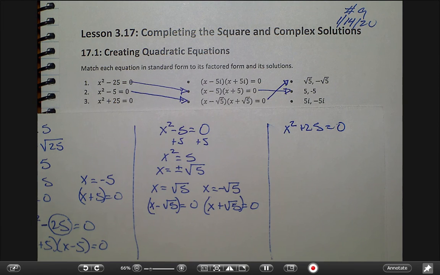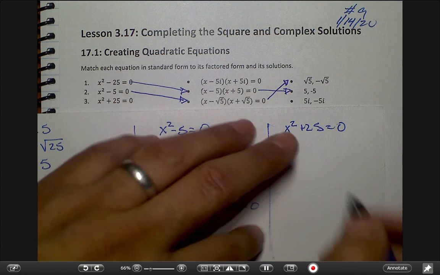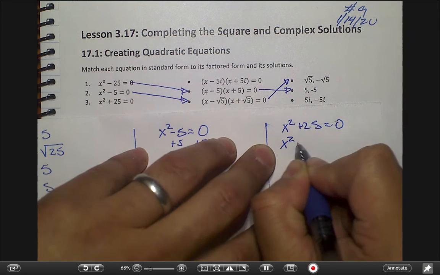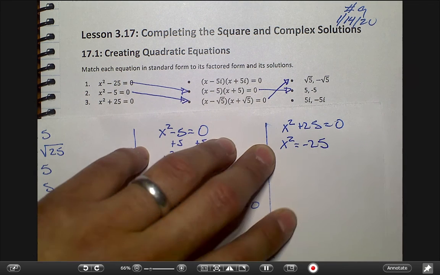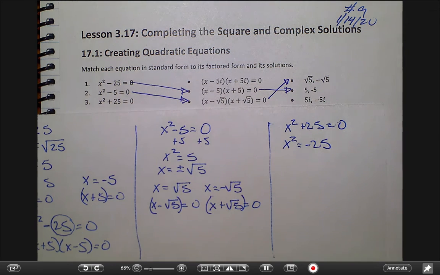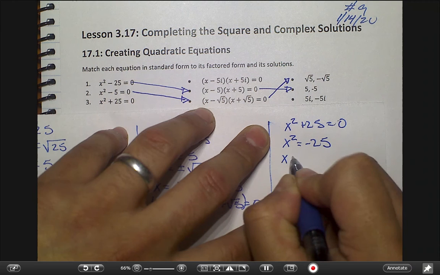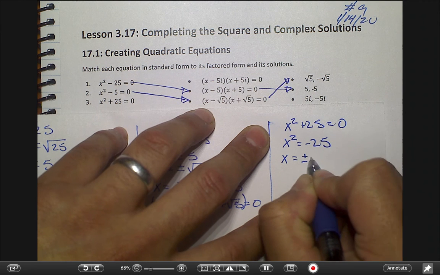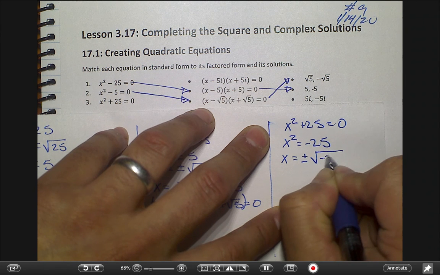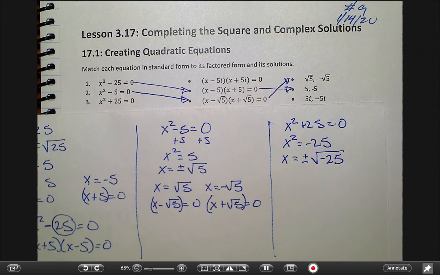So in this case right here, I need to subtract 25. You guys agree? Subtract 25? Yes. Okay. So x squared equals negative 25. Square root both sides, same steps happening. x equals plus or minus square root of negative 25.